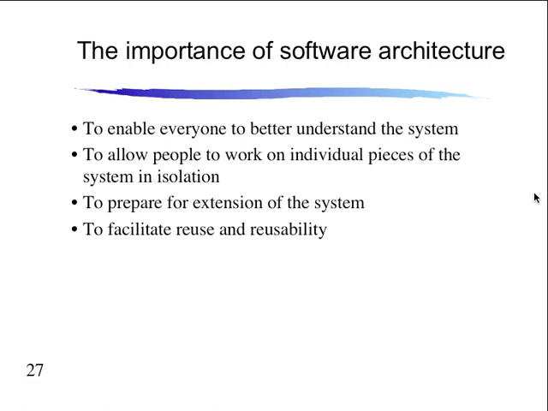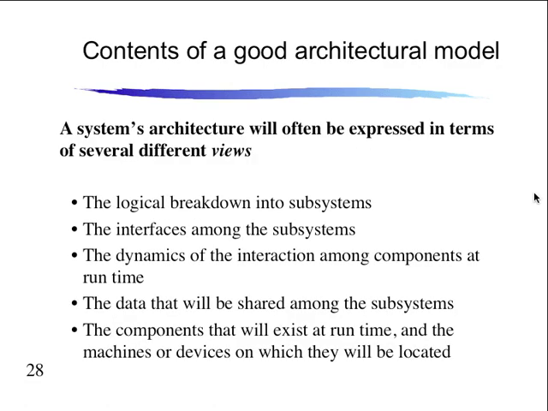All right. So, contents of a good architectural model. It's often expressed in terms of several different views. And this is kind of like what we looked at in the Software Engineering 2 class, actually. We looked at the different views. The different views were the logical breakdown of the subsystem, the interfaces among the subsystems. Depending upon the view that you're trying to represent, you're going to have a different model. In Software Engineering 2, we pretty much looked at the different models. So in this class, what we're doing is looking at the underlying concept of what the different views are. And there are different perspectives of seeing the system.